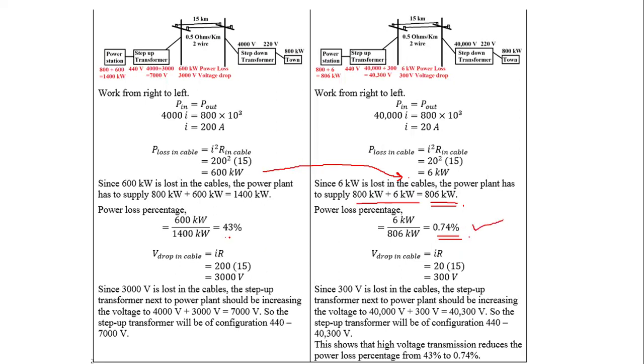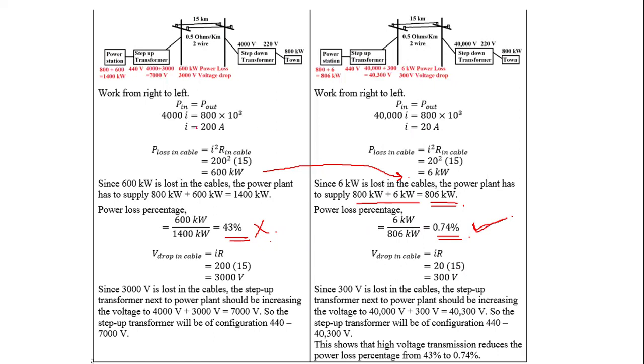So look at this. Here I'm losing 43%. Here I'm losing only 0.74%. So you can see that definitely this is not acceptable and this is acceptable. Similarly, you can calculate the voltage drop. So the point we are trying to make here is, how did we achieve this?